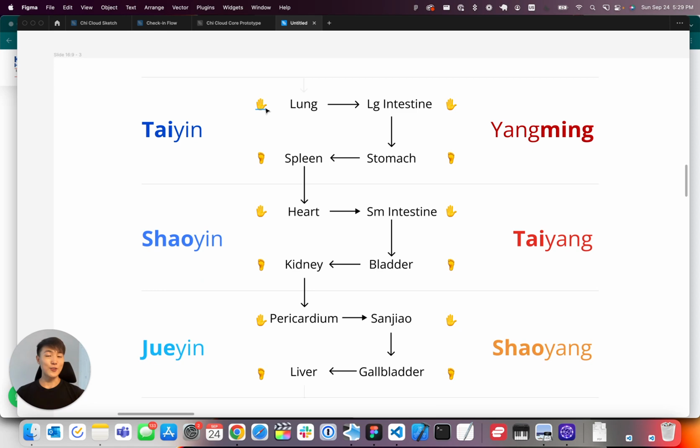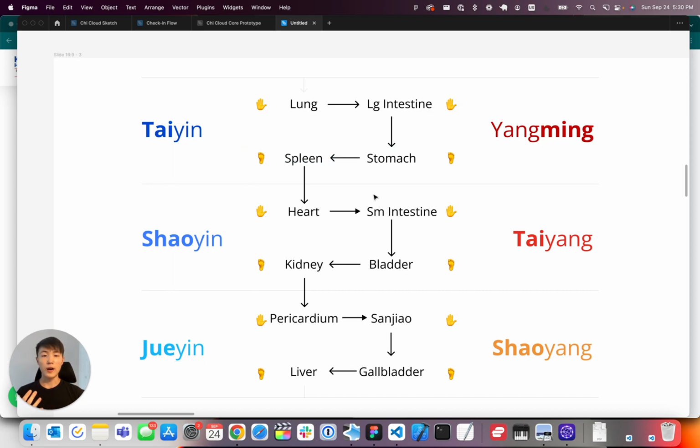Filling in those bubbles, this is all of the meridians categorized in their respective levels. So we know we have tai yin, we have the lung meridian and the spleen meridian. The yang ming, we have large intestine and stomach meridian, and so on and so forth. And so we just need to remember this order of it going this right down, left down type of pattern. That is the flow that qi flows through our body.